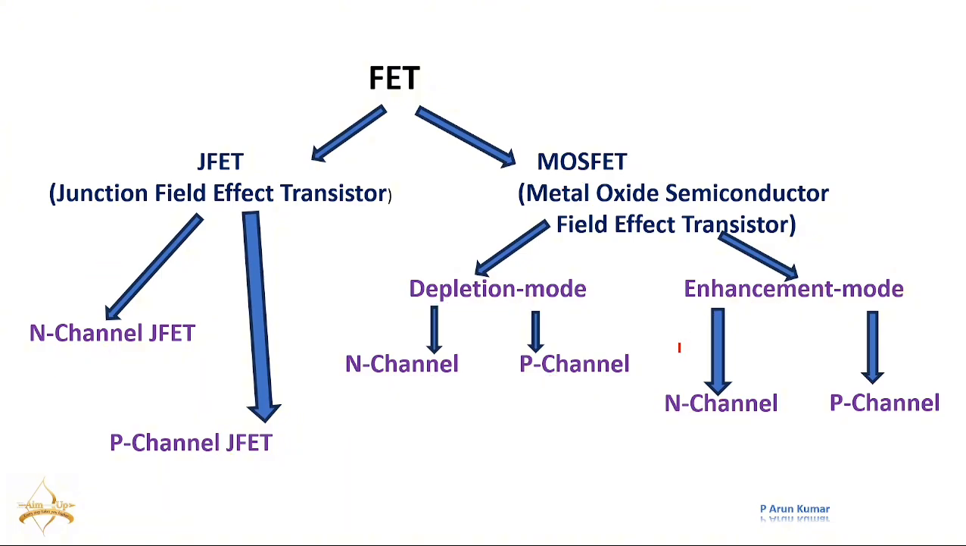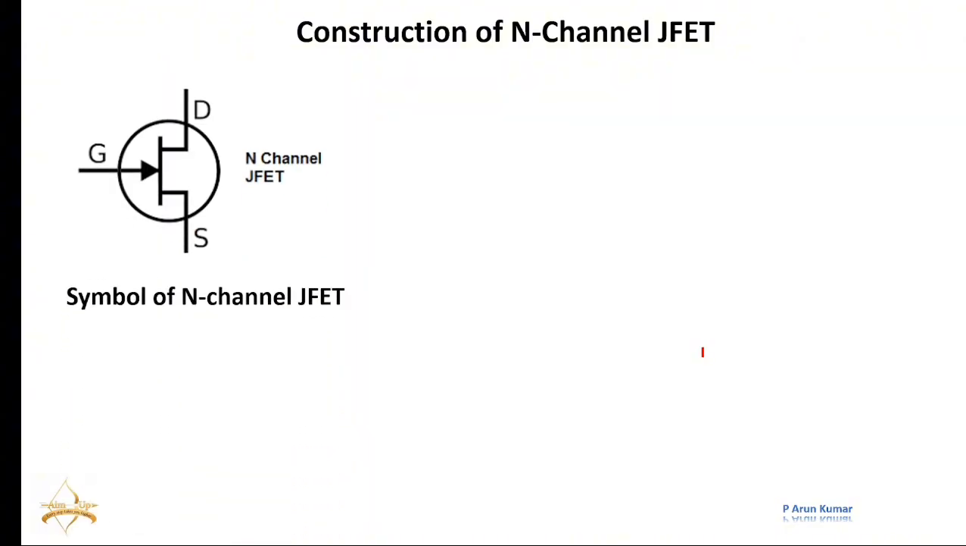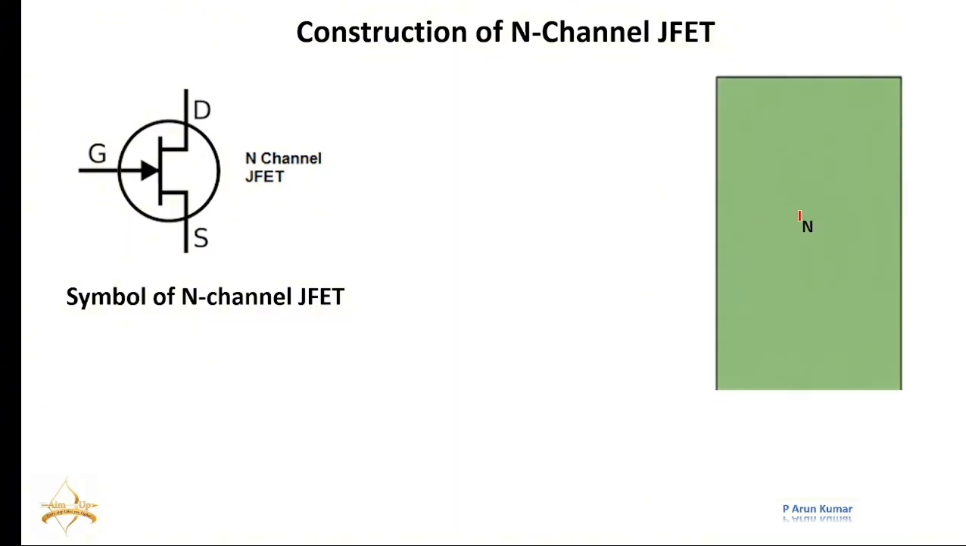So now I'm going directly to the N-channel JFET. First, we'll see the symbol. This was the basic symbol of this N-channel JFET. And if you see its internal construction, first of all, we'll take a pure semiconductor. In that pure semiconductor, we'll add pentavalent impurities. Then it will turn into an N-type semiconductor.